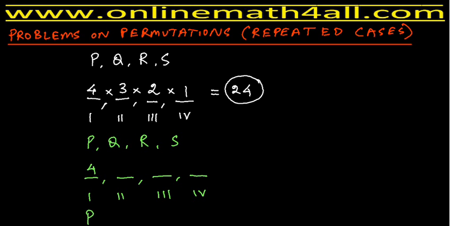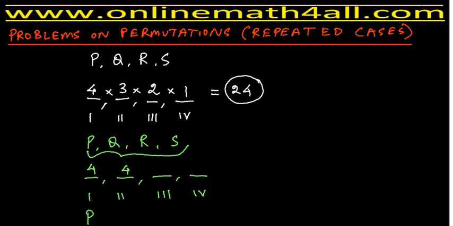I consider all the four options P, Q, R, S for the first blank, but I fixed only P in the first blank. Even though I fixed the letter P in the first blank, the same letter can be considered again for the second or third or fourth, or even for all the three blanks. So for the second blank we have four options P, Q, R, S. So we write 4.